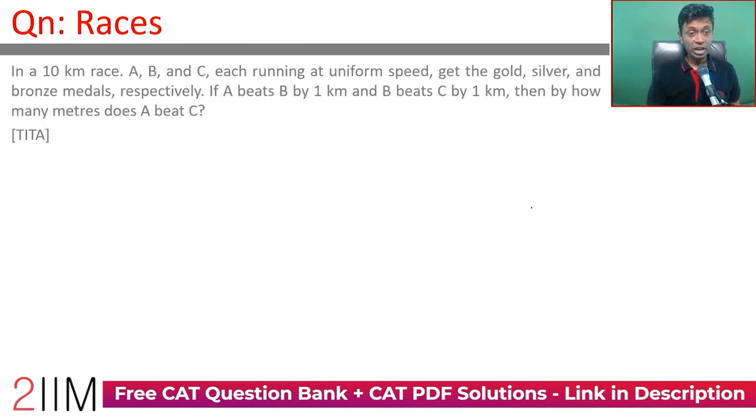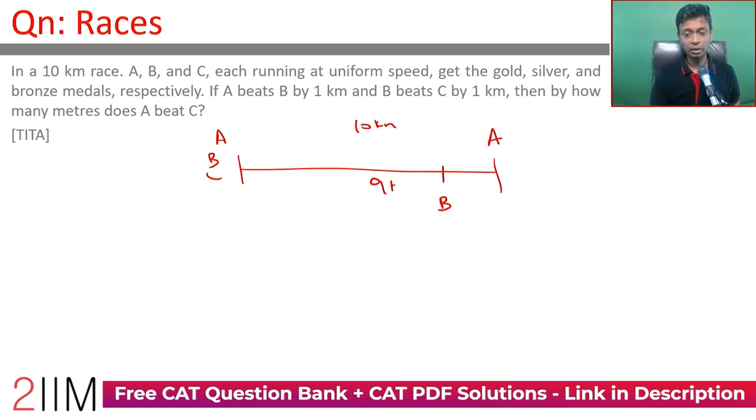In a 10-kilometer race, A, B, and C, each running at uniform speed, get gold, silver, and bronze medals. If A beats B by 1 kilometer and B beats C by 1 kilometer, that means in this 10-kilometer race, when A finishes, B has done only 9 kilometers. When A does 10, B does only 9. And then a little while later, B finishes. At that time, C has done only 9 kilometers. B beats C by 1 kilometer.